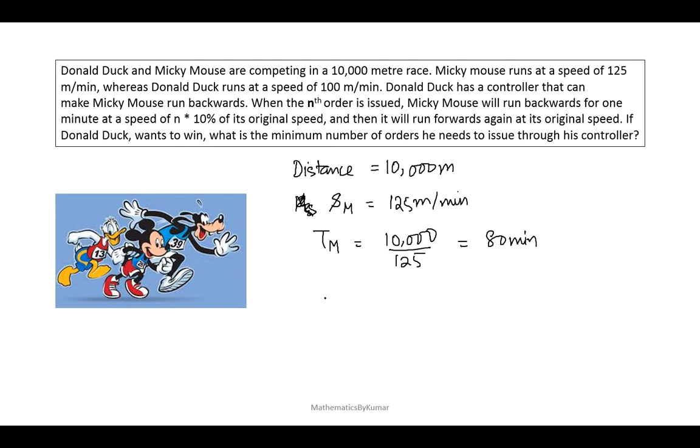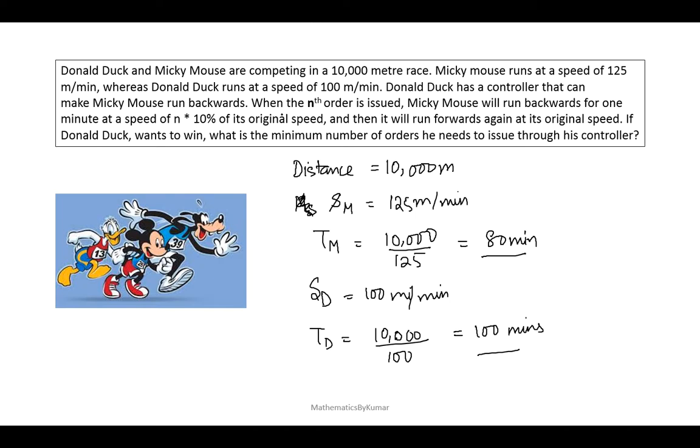All right. For Donald, the speed is 100 meters per minute, which means his total time that he will take is around 10,000 divided by 100, which is 100 minutes. So what you can understand is that Mickey can finish the race much faster than Donald, and he can finish 20 minutes earlier than Donald. Now, what Donald needs to do is he needs to get rid of Mickey for 20 minutes. How can he do that?